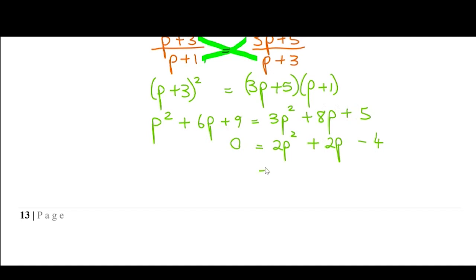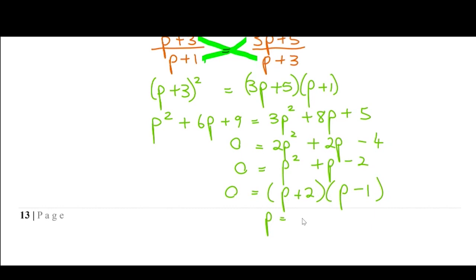Next up, we're going to divide through by 2, and we get p squared plus p minus 2. And now we're going to try and factorize this, and it factorizes quite easily to p plus 2, p minus 1. So p either equals -2 or 1.